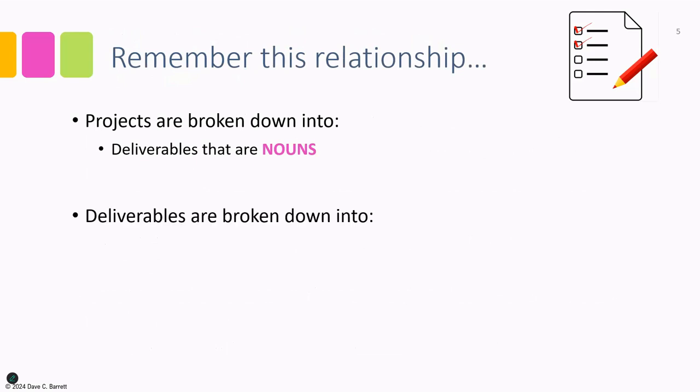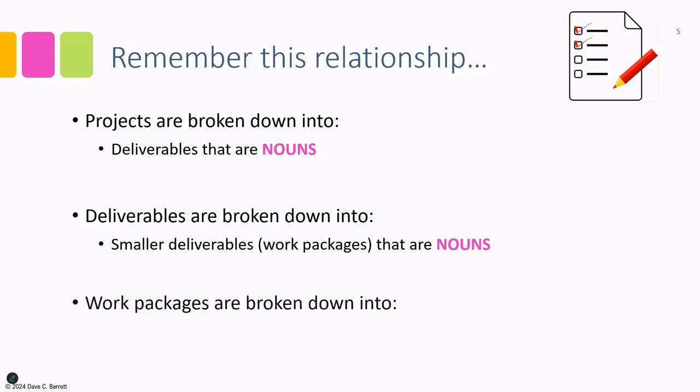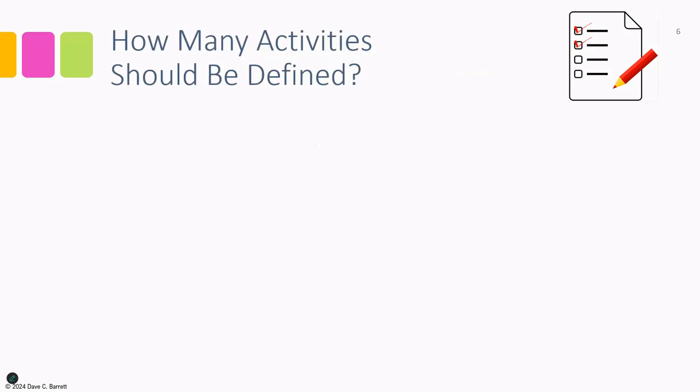So remember this relationship. Projects are broken down into deliverables that are nouns. Deliverables are further broken down into smaller deliverables and ultimately work packages that are also nouns. And work packages are then broken down into activities that are verbs. If you understand this relationship, that is an important step in terms of schedule planning.